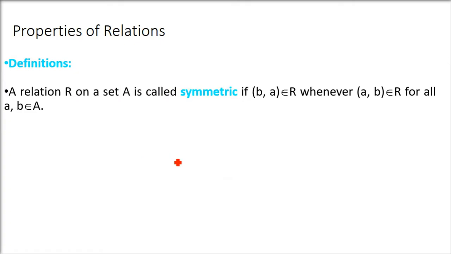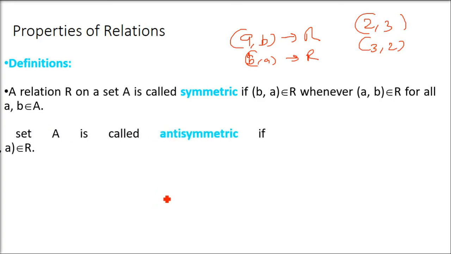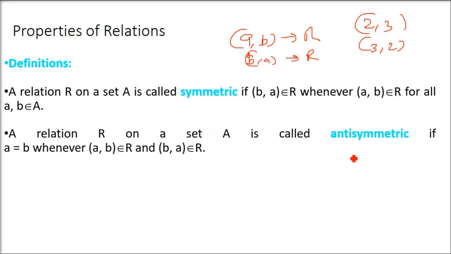Now, the other property is symmetric. What is symmetric? If the ordered pair (A, B) belongs to the relation R, then (B, A) should also be in R. Because if 2, 3 is there, 3, 2 should be there in your relation. That is the simple thing.